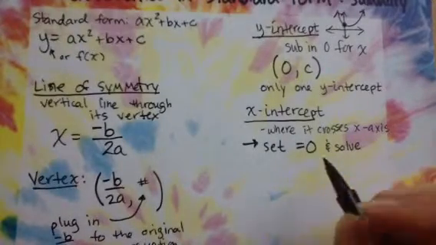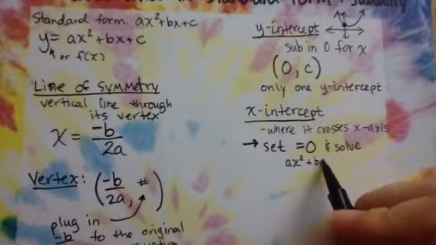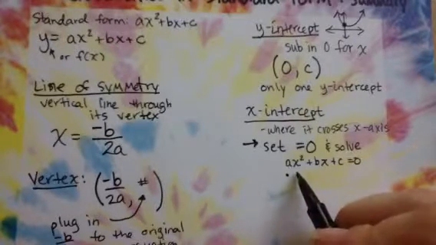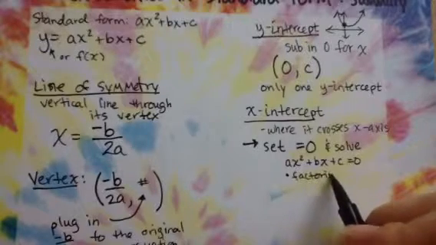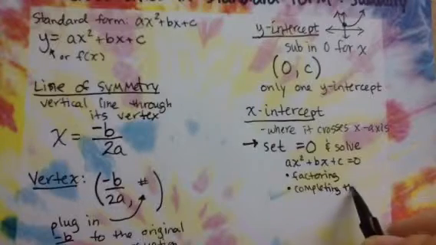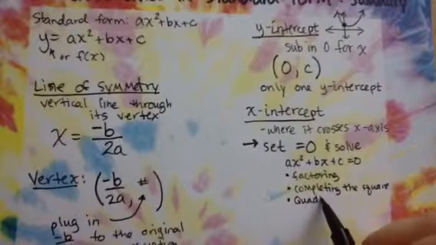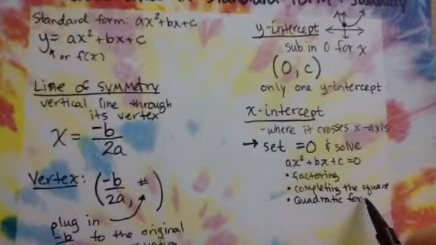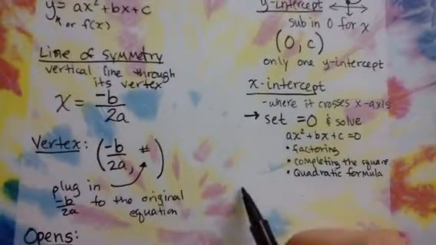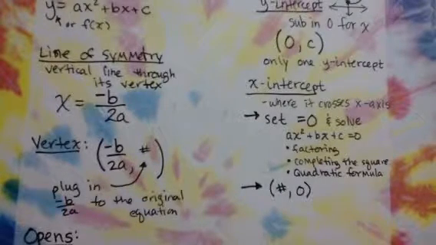Now when we solve that, it's going to be a quadratic equation. So it will be in this form, ax squared plus bx plus c equals 0. And we can solve that by factoring. We could solve it by completing the square. Or we could solve it by the quadratic formula. You're always going to give your answer in terms of (a number, 0).